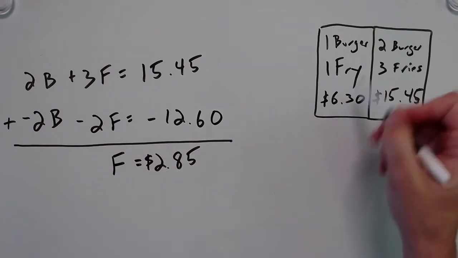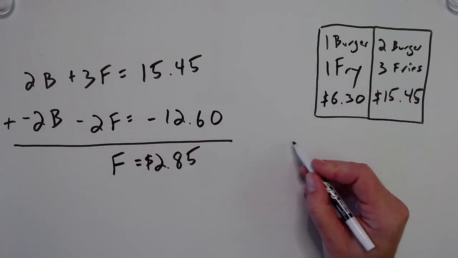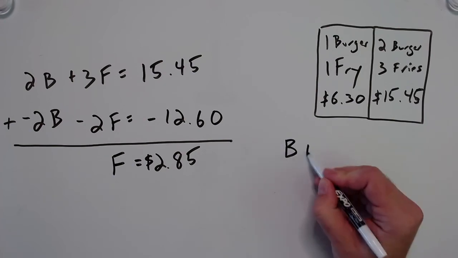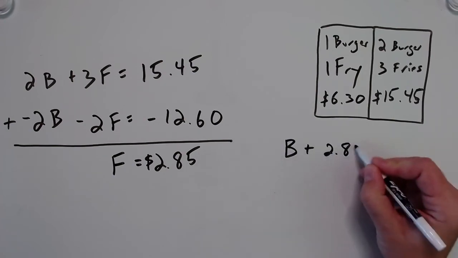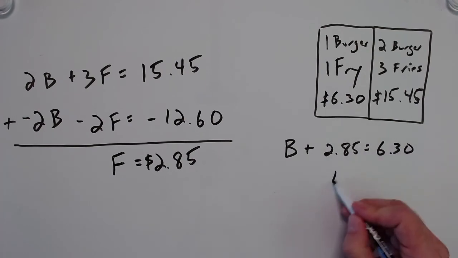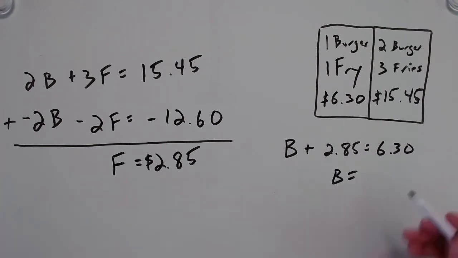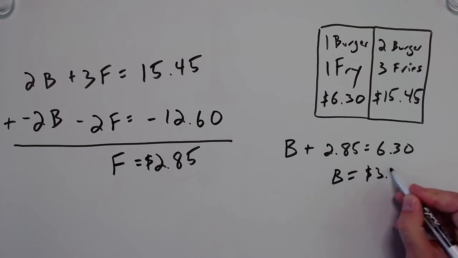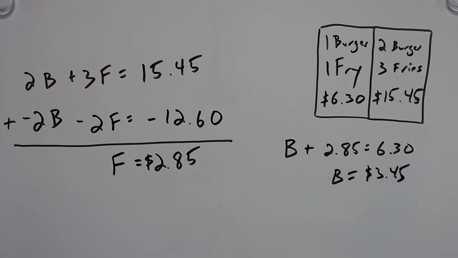So we could go back to this original equation. Let's just write it over here as burger plus 2.85 equals 6.30. So the burger equals $3.45. And that's it for the new material. We're just going to do another couple examples after this and call it a day.